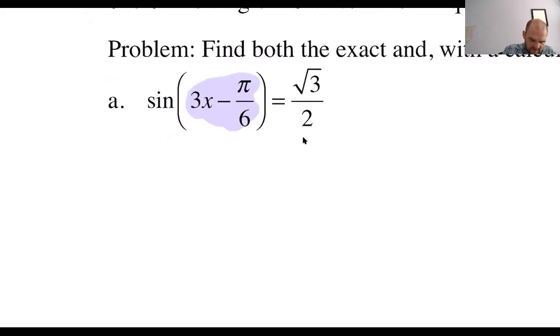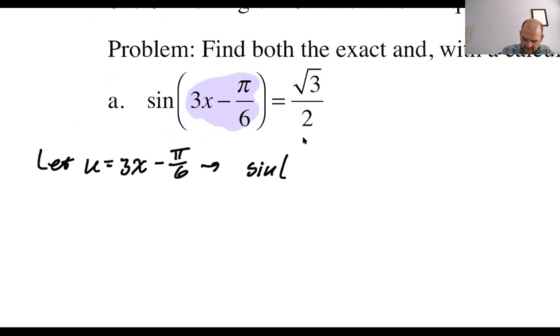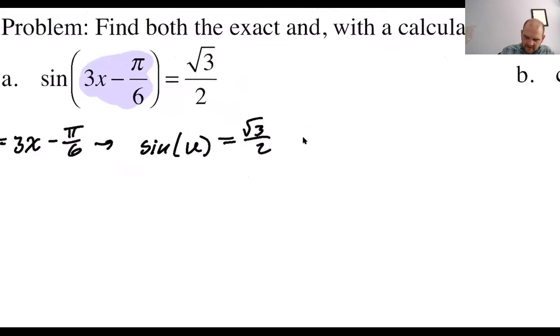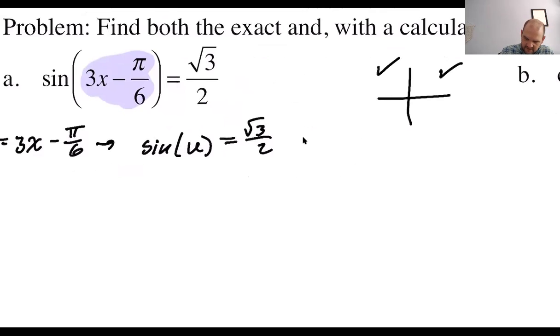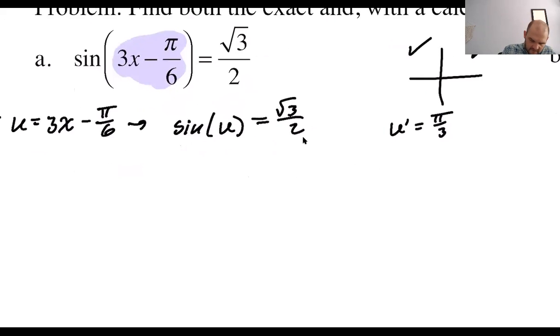I'm going to say, let u equal 3x minus pi over 6. So then my equation is actually the sine of u equals radical 3 over 2. And then you can go through your process, or you can just know it. Sine is positive here and here. I know that the reference angle is pi over 3. So I know that u is equal to pi over 3.